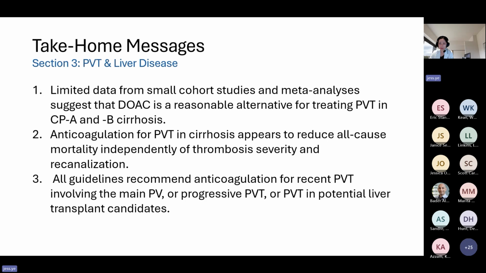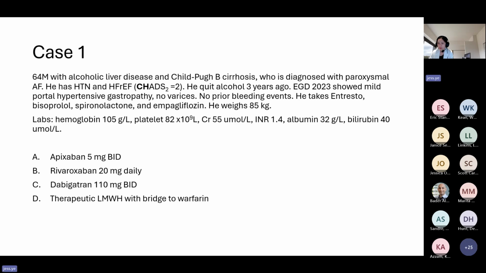All guidelines recommend anticoagulation for recent portal vein thrombus involving the main portal vein, or progressive portal vein thrombus, or portal vein thrombus in potential liver transplant candidates. Now we're going to go back to the cases.